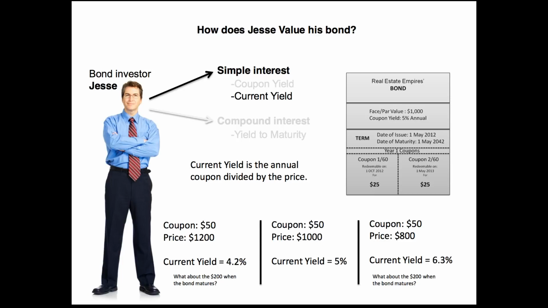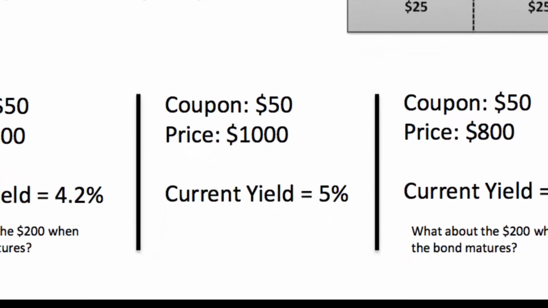So as we move over to the next scenario, the actual face value matches the actual price of $1,000 and $1,000. You take that coupon of $50, divide it by 1,000 because that's the price you're buying it at, and you can see that the current yield would be the same as the coupon yield.